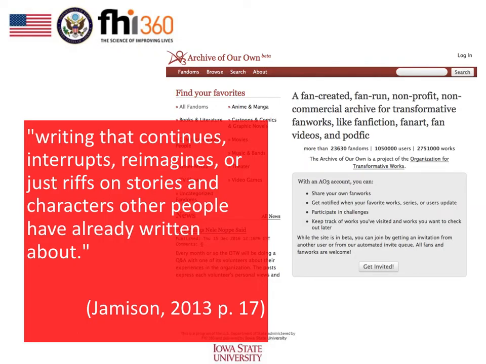Within these online fandoms, fans engage in a great deal of interaction and many different, often creative fan practices, perhaps the best known of which is fan fiction, also defined as writing that continues, interrupts, reimagines, or just riffs on stories and characters other people have already written about. However, fan fiction is only one of the social media practices that can engage learners and therefore expose them to new vocabulary. In this study of a fan, we'll see other fan practices that also lead to vocabulary learning.